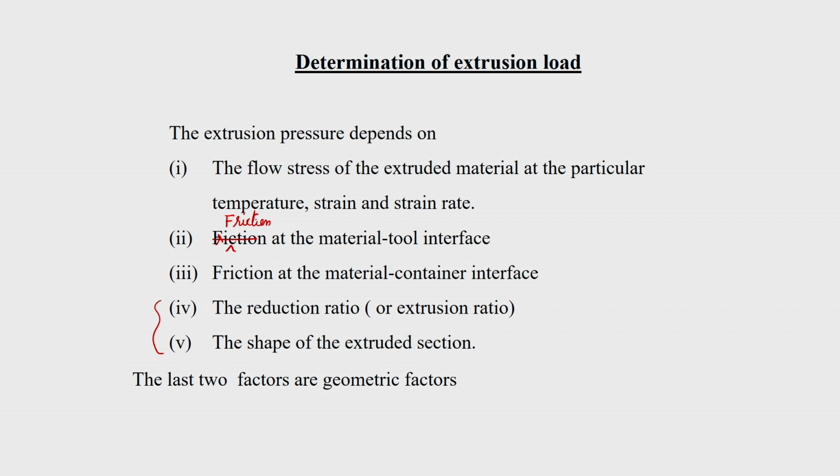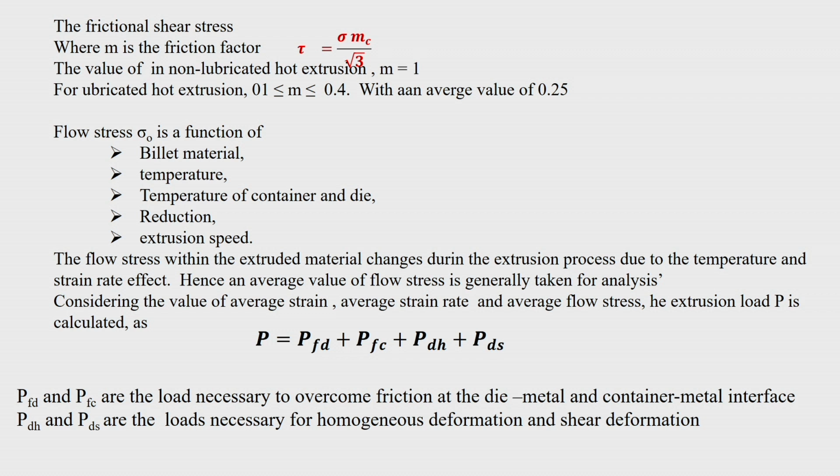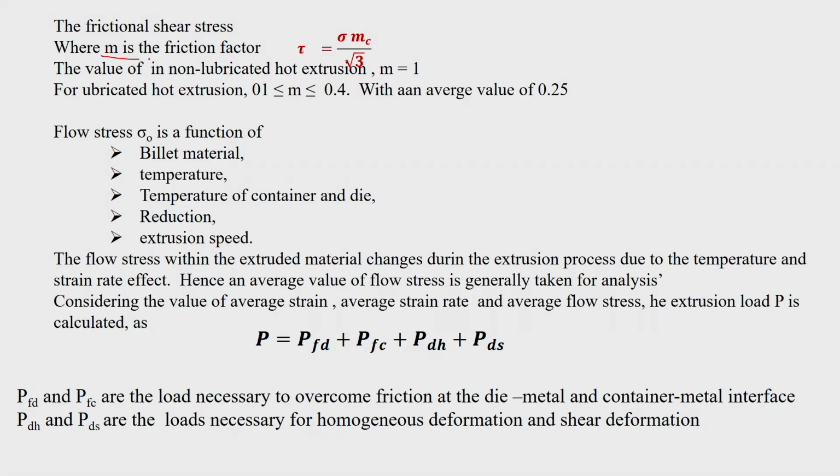The frictional shear stress tau, whether at the workpiece metal interface or at the workpiece die interface, in most cases, especially hot working operations, we define tau, the frictional shear stress near the interface, as sigma mc by root 3. So, basically it should be sigma 0, the uniaxial flow stress, into m by root 3. C has no meaning actually. C indicates whether it is at the container billet or at the die billet. When it is at the container billet, you call it MC.